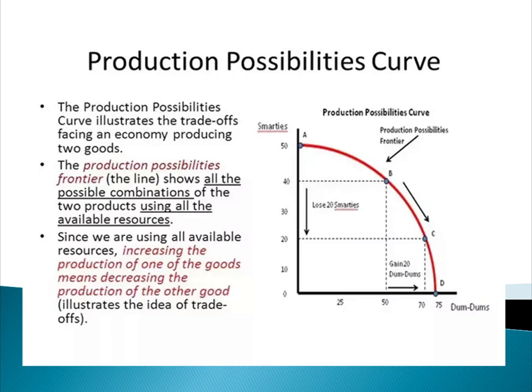But to increase the production of dum-dums from B to C, from 50 to 70, they have to sacrifice some units of Smarties, from 40 to 20. It means they lose and shift 20 units of Smarties' resources to the other product. So this is the combination of two goods, and to increase the production of one, we have to leave some of the resources of the other product.